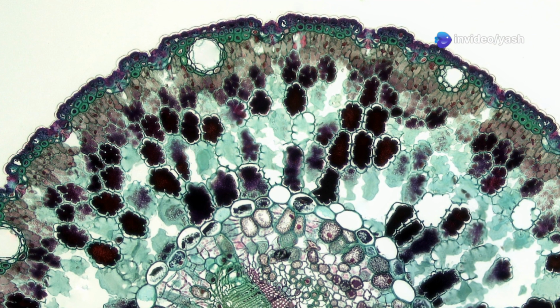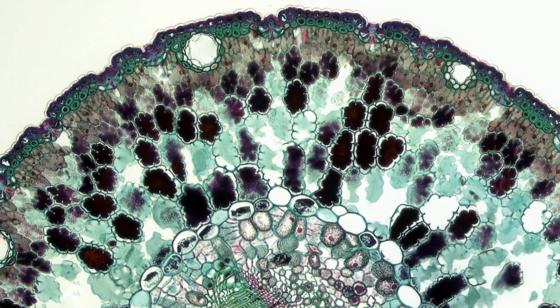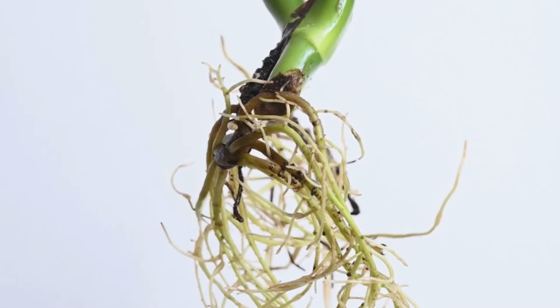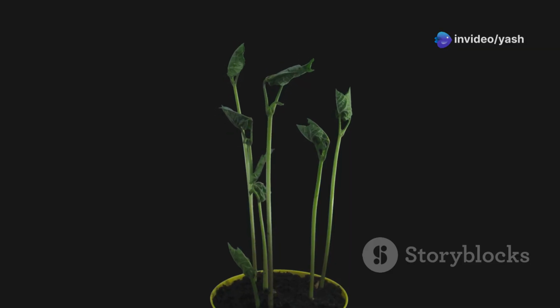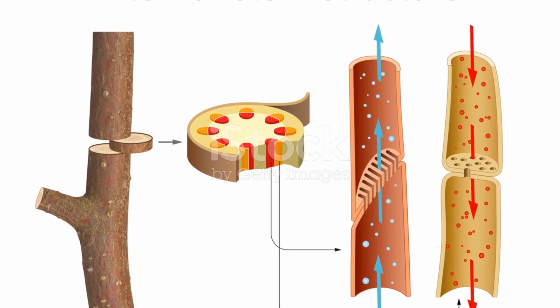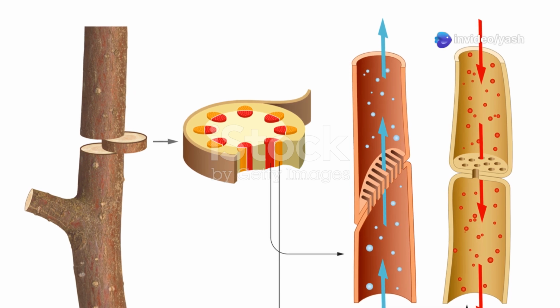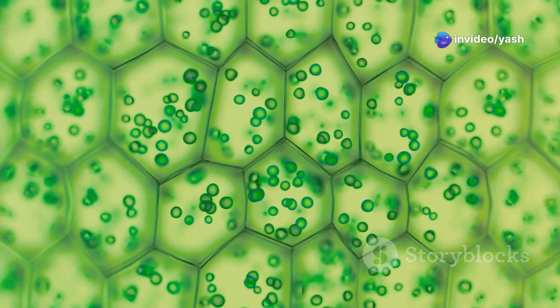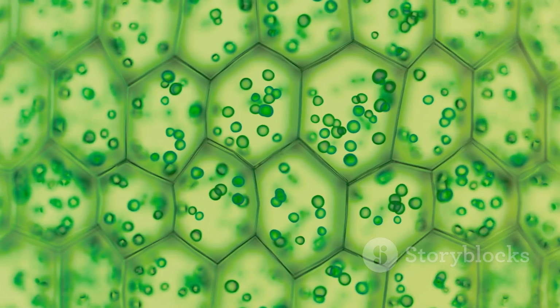Plant tissues can be broadly classified into two main categories: meristematic tissues and permanent tissues. Meristematic tissues are responsible for the plant's growth. They consist of actively dividing cells that give rise to new cells and tissues. On the other hand, permanent tissues are derived from meristematic tissues. Permanent tissues are further divided into three main types: Parenchyma, Collenchyma, and Sclerenchyma. Each of these tissue types has unique characteristics that allow it to perform specific functions within the plant.